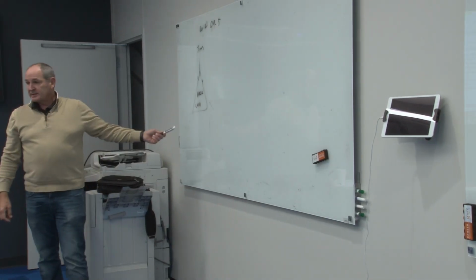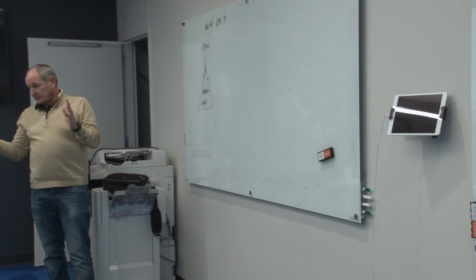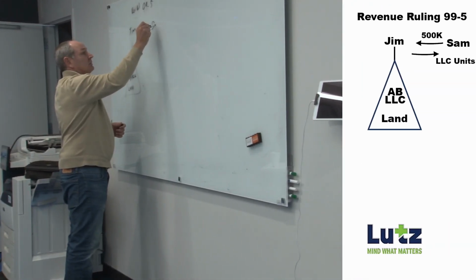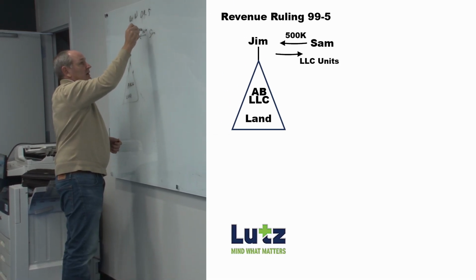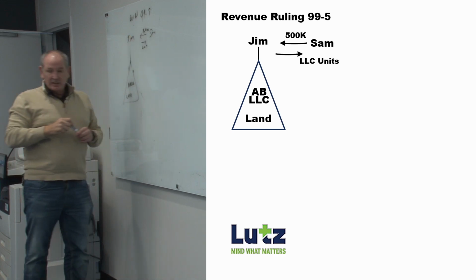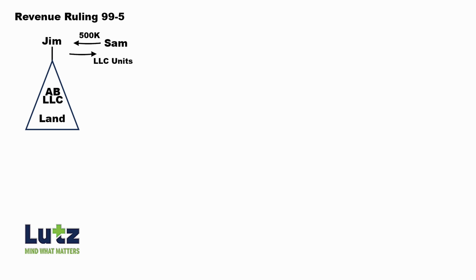Okay, so Jim owns AB LLC and it has land, and there was $500,000 in play, right? And Sam paid Jim 500K, right? And he got LLC units. And under 99.5, this says that Jim sold half his ground, Sam bought half his ground, and then both were contributed and you had to go through the procedures, correct?